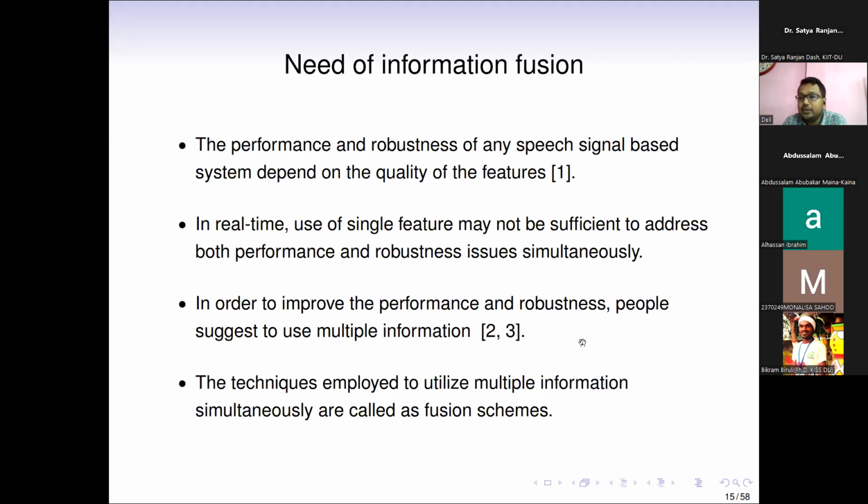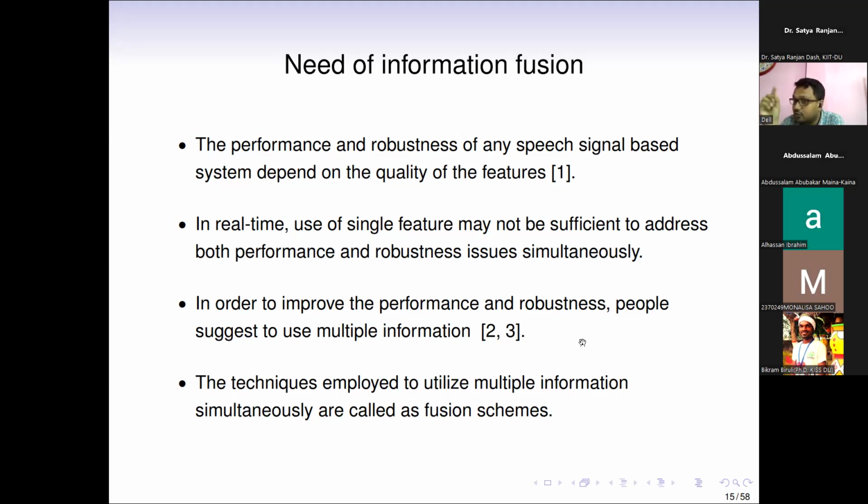Now, what is the need for information fusion? As I have already mentioned, in a particular context, one feature is sufficient. There are some lines we are writing on this slide, but basically the meaning is that for a particular task, in some cases, one feature is sufficient. Suppose the performance and robustness of a speech-based system depends on the quality of the feature. I have already told you, if you choose the perfect quality feature, then you are able to get a good performing system. But in real time, a single feature may not be sufficient to address both performance and robustness issues simultaneously.